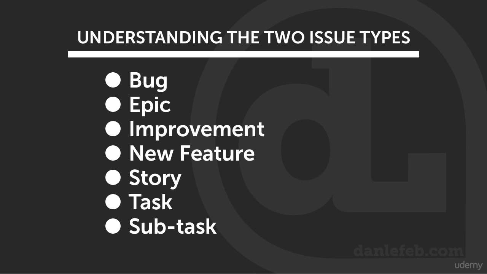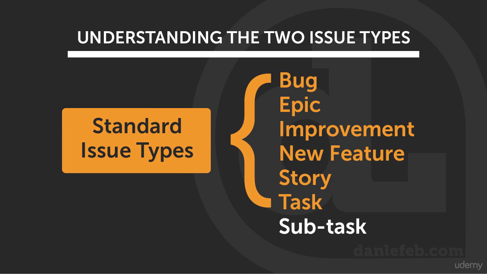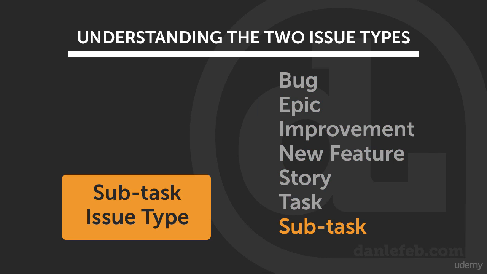So these are all of the issue types in JIRA that come by default. So there's bug, epic, improvement, new feature, story, task, and subtask. Now, by default, these six are what JIRA refers to as standard issue types. And then this one down here is a subtask issue type. So subtask itself is an issue type, but subtask is also a type of issue type. So that's why it could be a little bit confusing as far as the terminology is concerned.